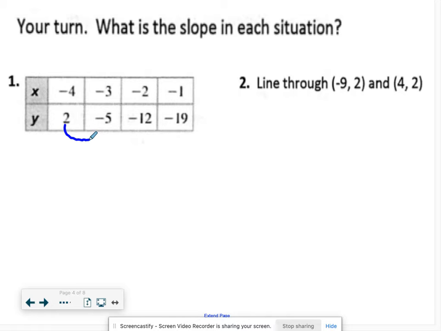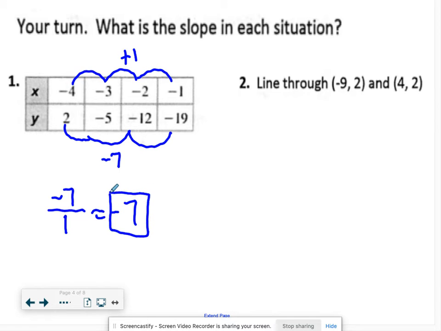Okay. So on number 1 here, what are we changing our y's by each time? Negative 7, right? 2 to negative 5 is minus 7. And then what are we changing our x's by? Positive or negative 1? Positive. We're going more positive, right? So plus 1. So if we write our change in y over our change in x, does that reduce at all? No. And you can write it as negative 7 if you want, but that's it. Our slope is negative 7.